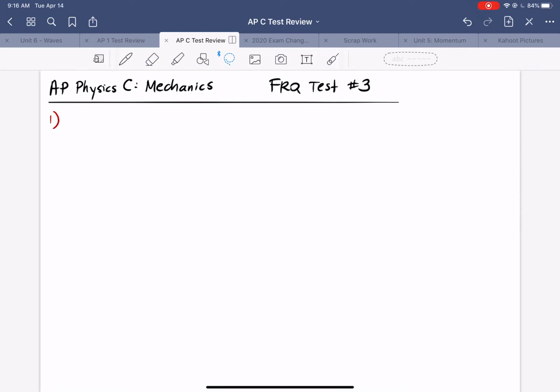Hello again, everyone. In this video, I'm going to be going over the solutions to the third FRQ practice test in your folder. So the first question here deals with an object that's moving on the x-axis, and you're given its potential energy as a function of position.